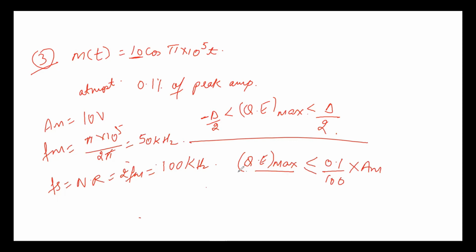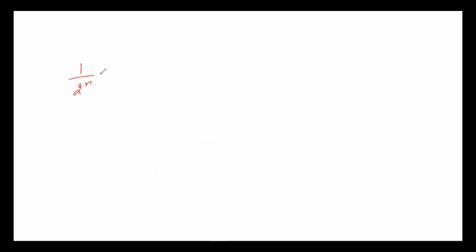Now we know the formula of maximum quantization error. In case of a sinusoidal signal, it is given as delta by 2. So delta is given as 2 Am divided by 2 to the power n, into 1 by 2. It is delta by 2. It should be less than 0.1% of Am. Now if you solve this inequality, Am will get cancelled, 2 will get cancelled. From here we will get that 2 to the power n should be greater than or equal to 1000.